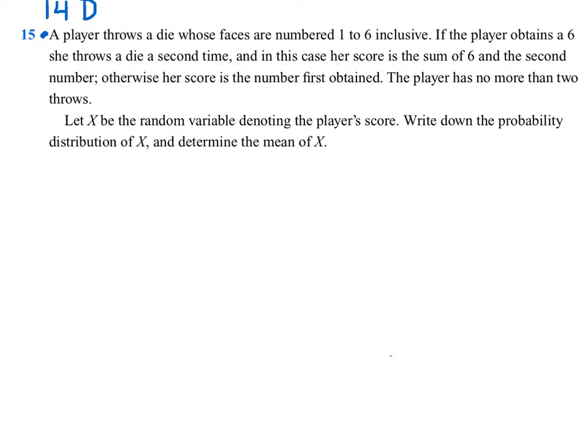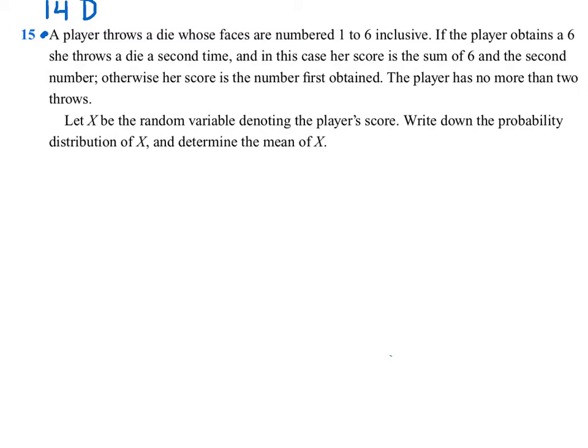This is exercise 14D, question 15. And the question says, a player throws a die whose faces are numbered 1 to 6. If the player obtains a 6, she throws the die a second time. And in this case, her score is the sum of 6 and the second number. Otherwise, her score is the number first obtained.